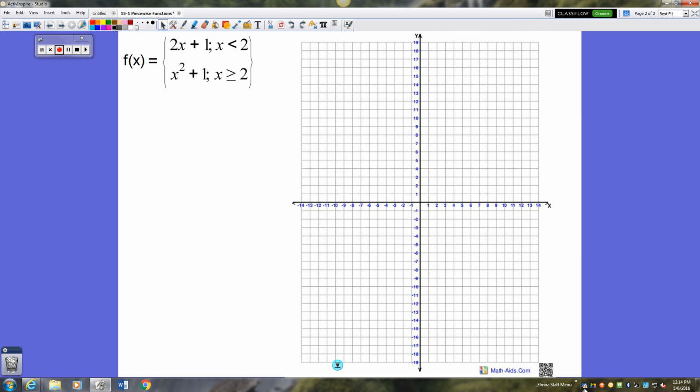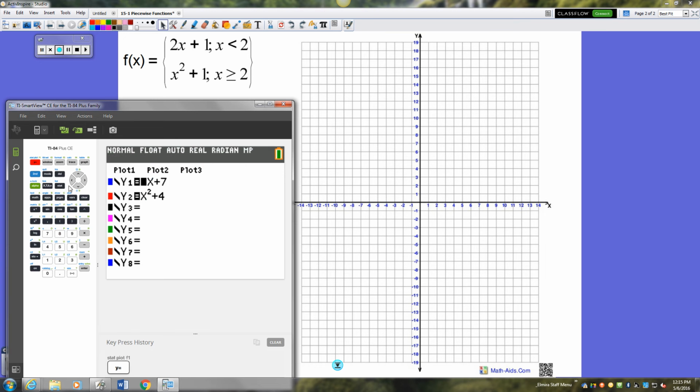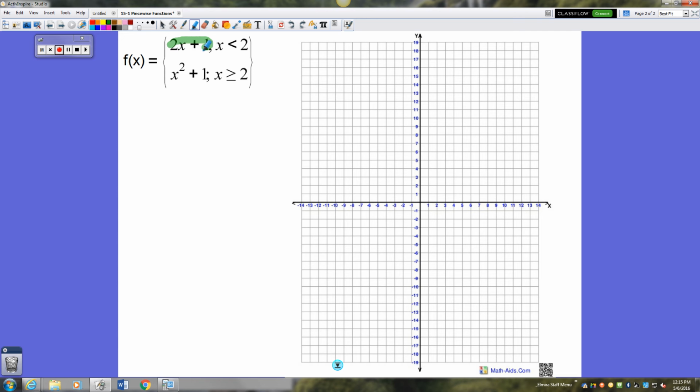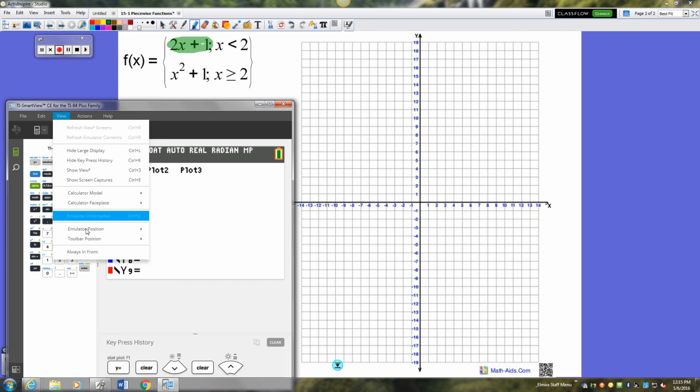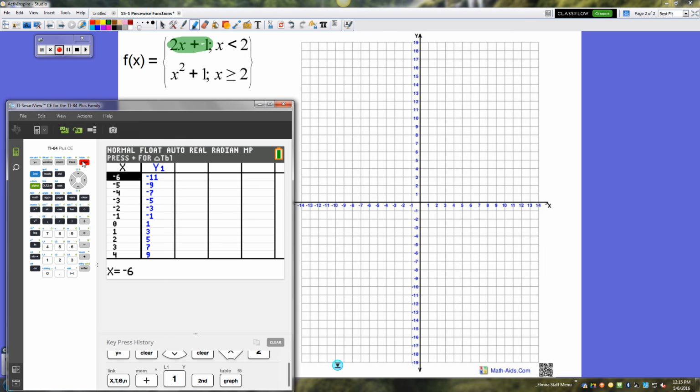And we're going to go into our calculator and go to your y equals. And we'll clear out what's in there. Okay, so 2x plus 1 is the first function that I'm going to graph. So we'll type in 2x plus 1. Okay, so go to your table.